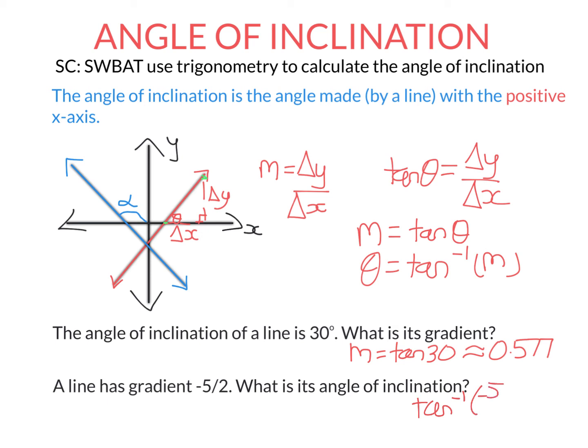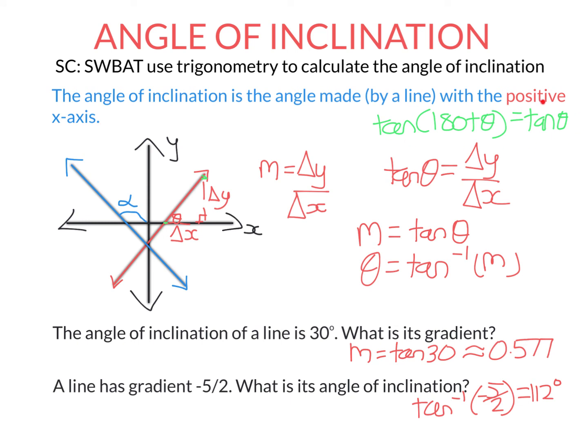Now, when you put that on your calculator, some calculators will give you a negative answer, about -68 degrees. Some will give you a positive answer. Now, the angle of inclination has to be between 0 and 180 degrees. So if your calculator gives you the answer -68, just add 180 to the answer and you'll get the answer 112 degrees.